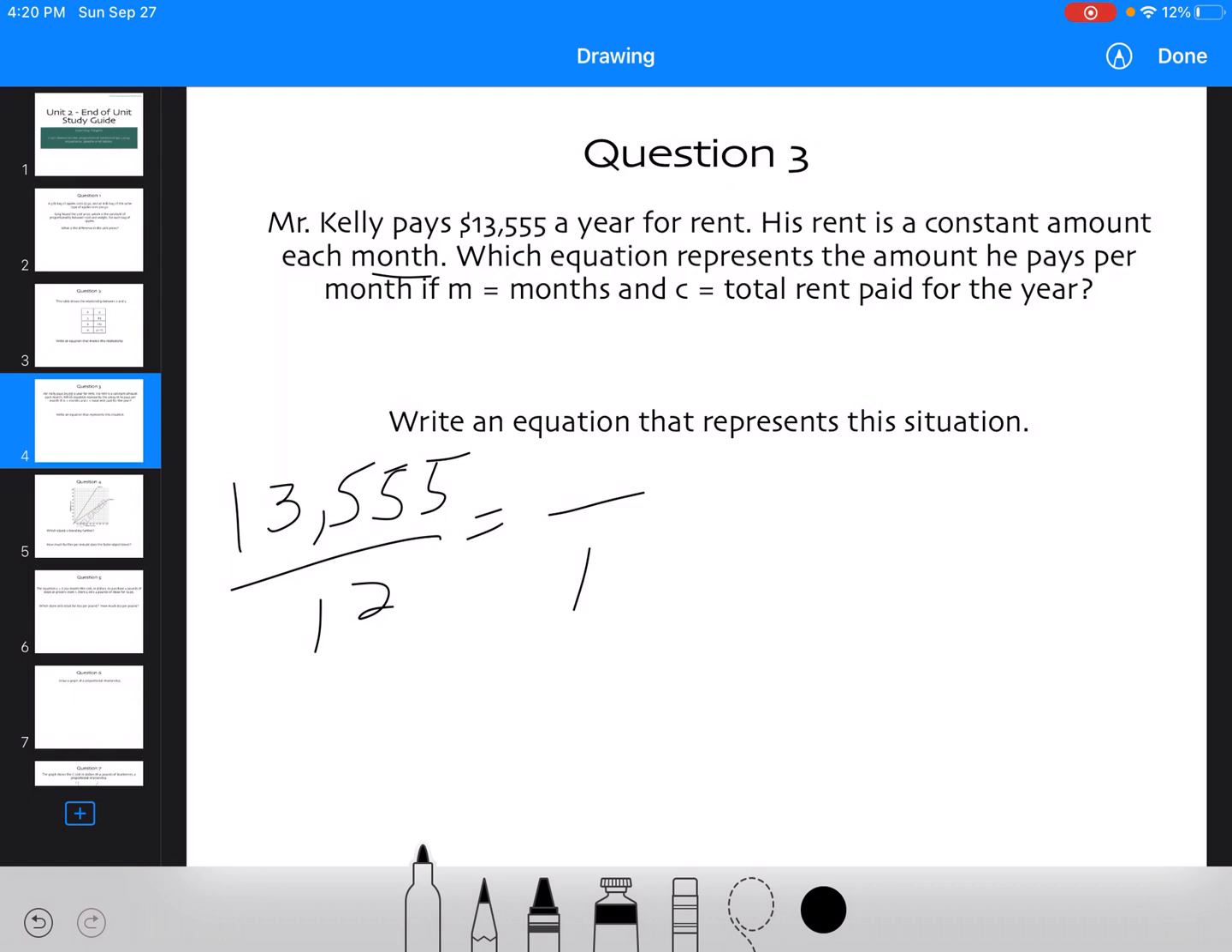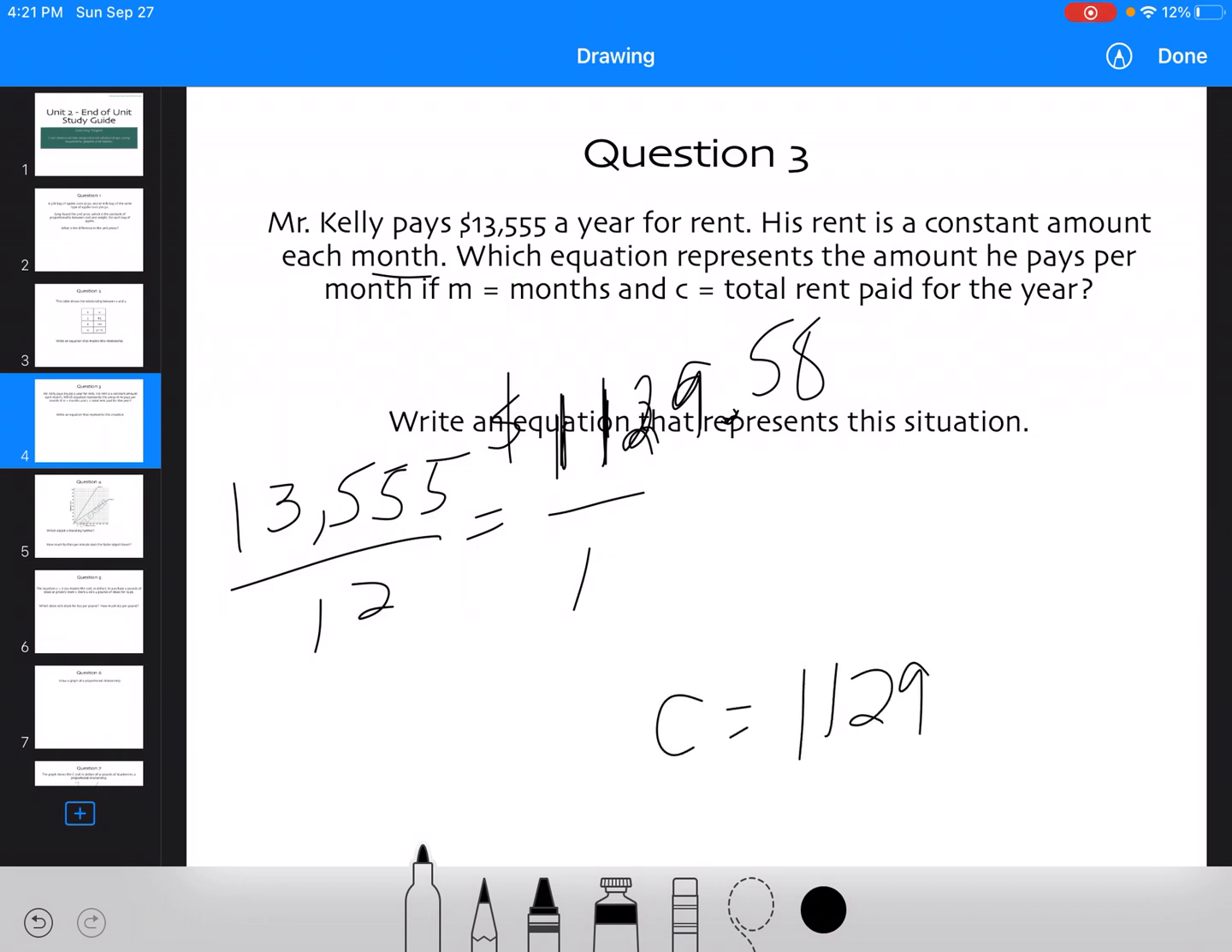So with my calculator, I'm going to do $13,555 divided by 12, and I get $1,129.58. So I know that the total cost is going to be equal to $1,129.58 times the number of months.